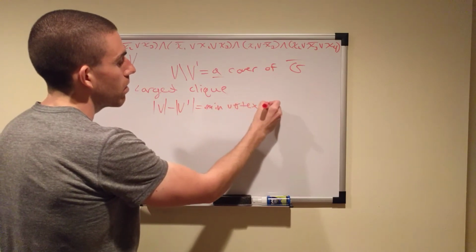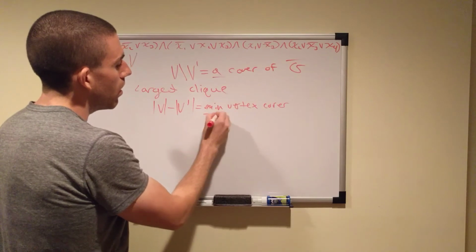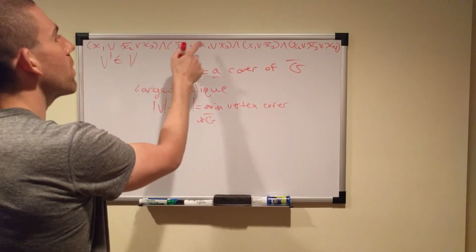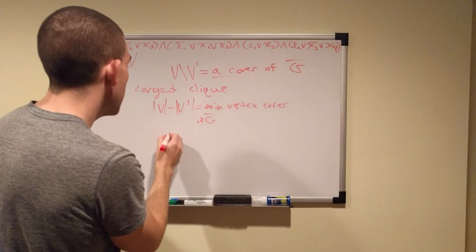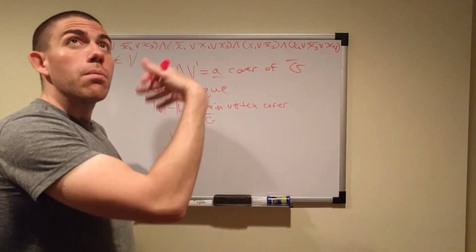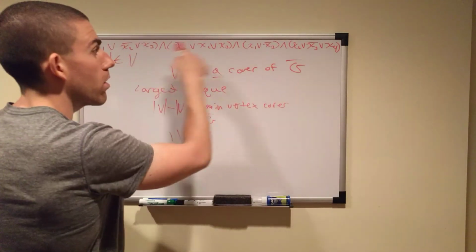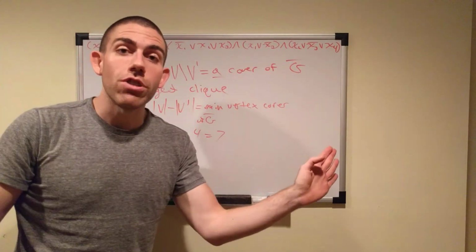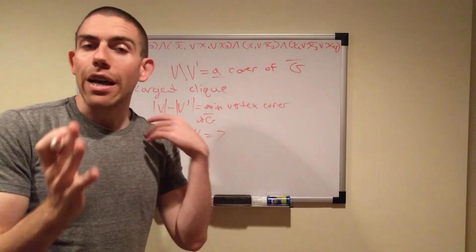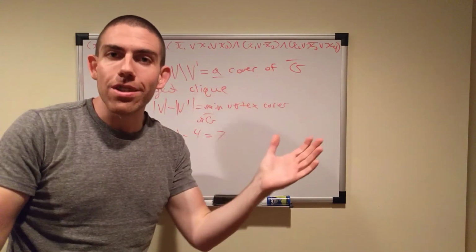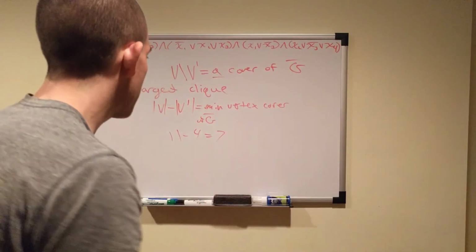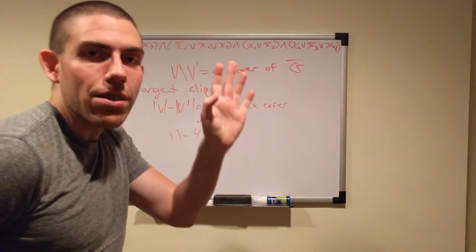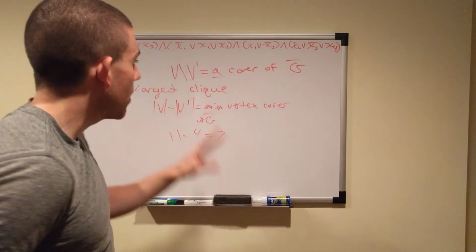vertex cover of G complement. And in this case, we had 1, 2, 3, 4, 5, 6, 7, 8, 9, 10, 11. 11 vertices total, minus 4, the number of clauses, 7. So that's your answer. You're done. You don't have to construct G complement to figure that one out. If you want to actually construct the set of vertices, then you might have to do it. But if you're taking the exam and the question is just what is the size of the minimum vertex cover of G complement, that's how you'd figure it out.